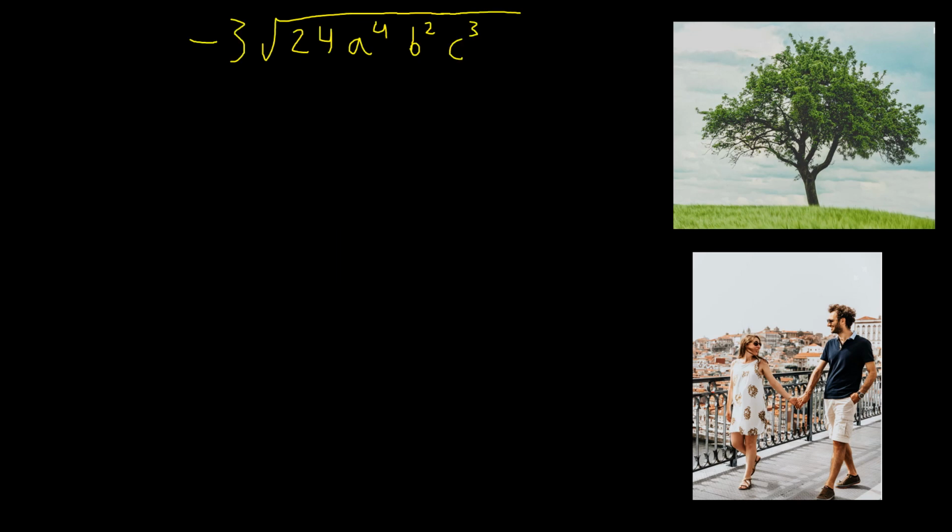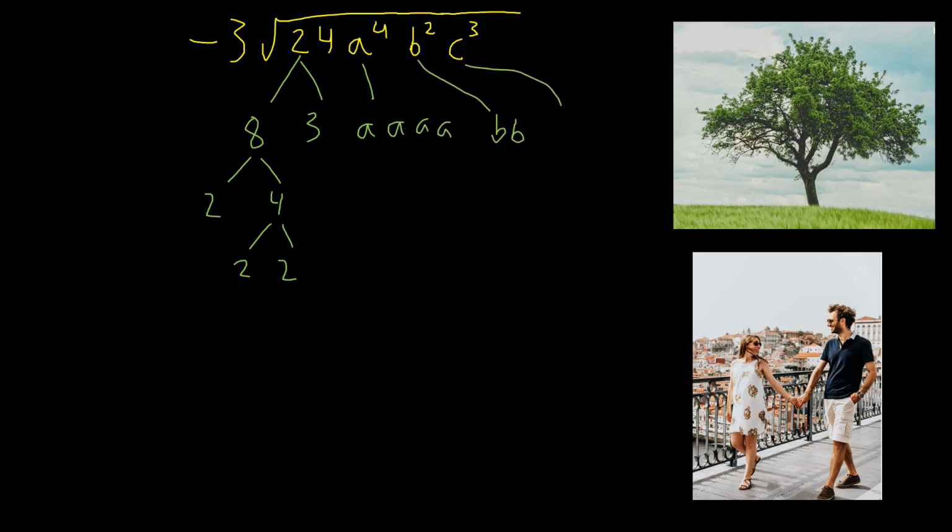Alright, let's take a look at this one. I'm going to split it up: 8 and 3, 2 and 4, 2 and 2. This A can be split up into 4 A's. This B can be split up into 2 B's. The C can be split up into 3 C's.